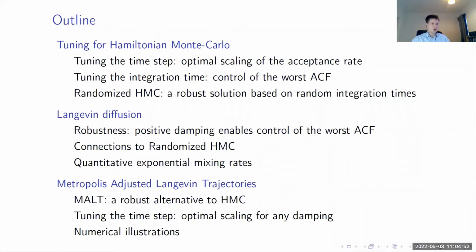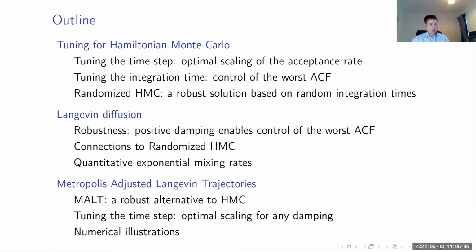First, I'm going to do a short recap about what is Hamiltonian Monte Carlo, but I am also going to discuss some problems of robustness of tuning for HMC, and I'm going to introduce some solutions suggested in the literature to tune its parameters and to ensure robustness of tuning as well. One of these methods is known as randomized HMC, where you draw the length of the trajectories at random at each iteration.